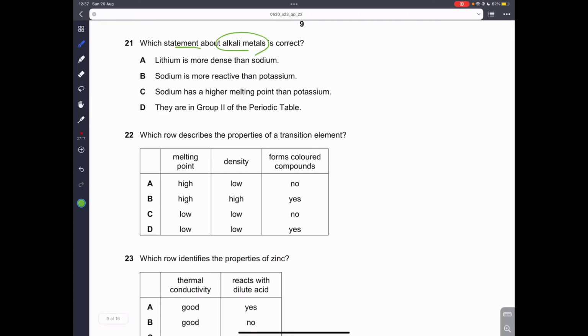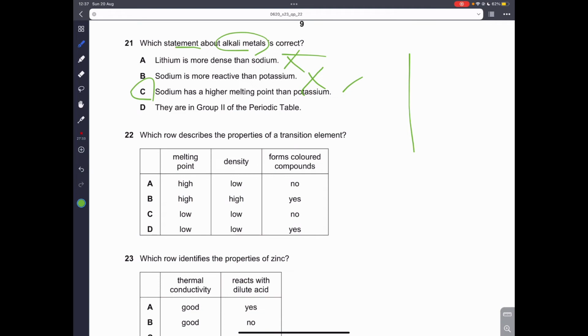Which statement about alkali metal is correct? Well, lithium is more dense than sodium. This is false. Sodium is more reactive than potassium. This is wrong as well. Sodium has a higher melting point than potassium. This is correct.